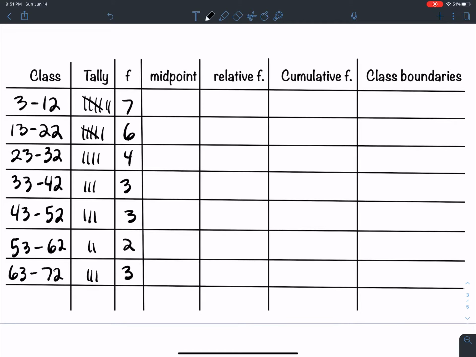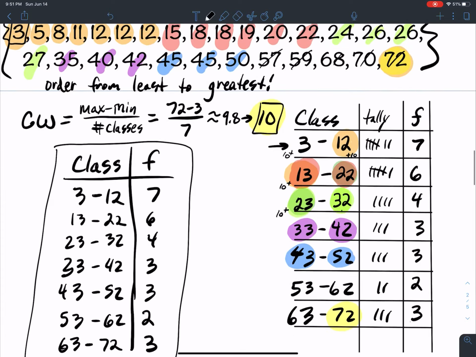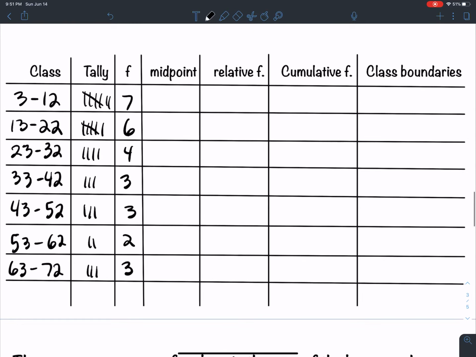So here we're going to take the example of the frequency distribution we created in the last video for the travel times. And what we're going to do is talk about some new concepts: midpoint, relative frequency, cumulative frequency, and class boundaries. Okay, so how do we calculate these things?